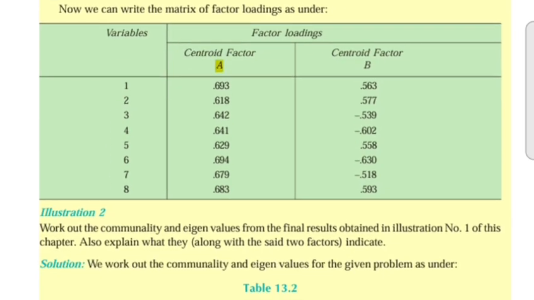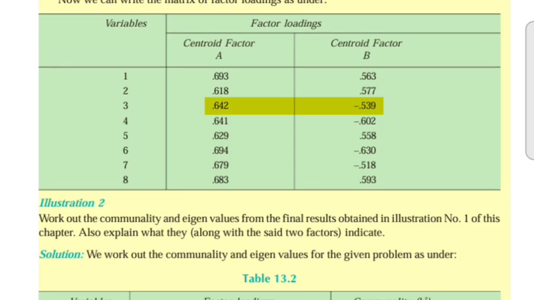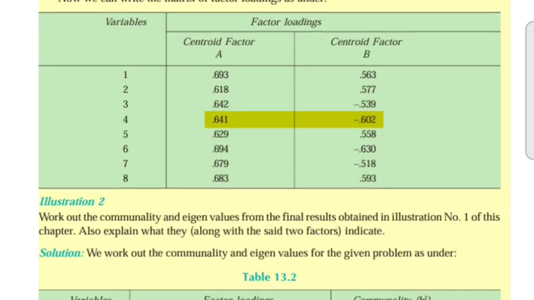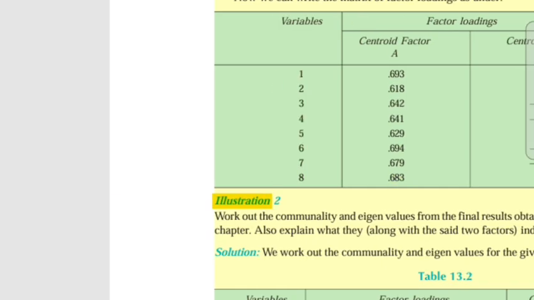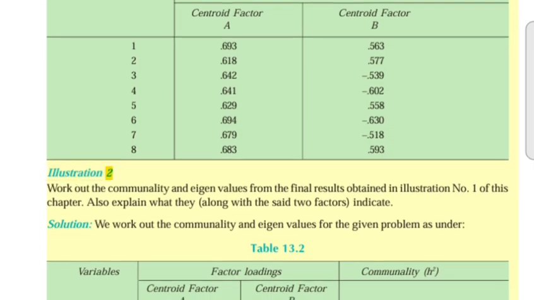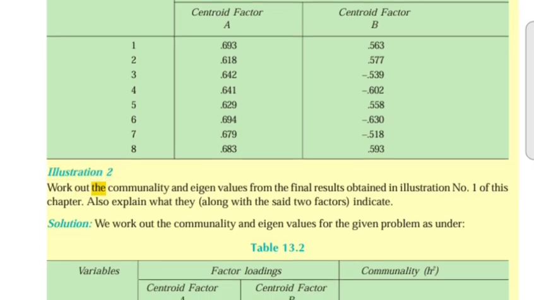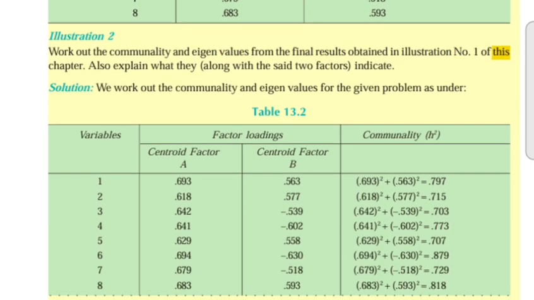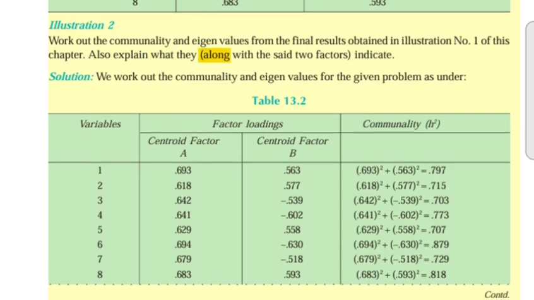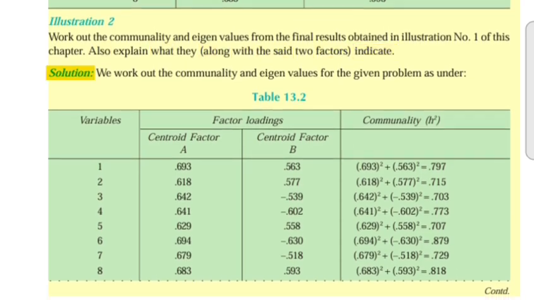Variables, factor loadings, centroid factors A and B: variable 1, 0.693 and 0.563; 2, 0.618 and 0.577; 3, 0.642 and minus 0.539; 4, 0.641 and minus 0.602; 5, 0.629 and 0.558; 6, 0.694 and minus 0.630; 7, 0.679 and minus 0.518; 8, 0.683 and 0.593. Illustration: work out the communality and eigenvalues from the final results obtained in illustration number 1 of this chapter. Also explain what they, along with the said two factors, indicate.